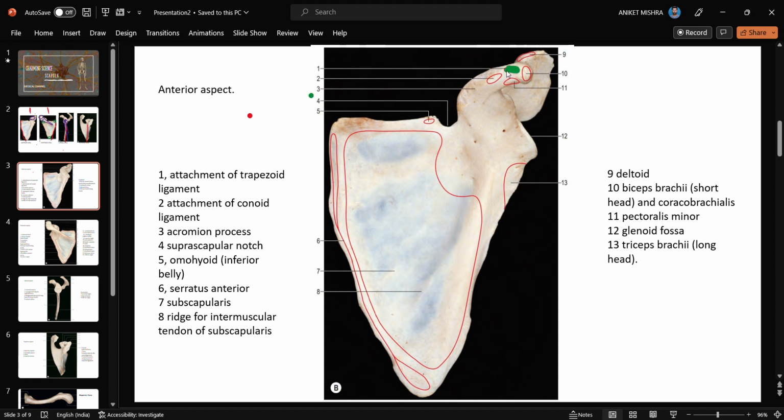It is present on the coracoid process, anterior aspects of the coracoid process. Attachment of the conoid ligament that is present beneath the trapezoid ligament. The third one is the acromion process. The whole structure that is present here, I will mark it. It is the acromion process.